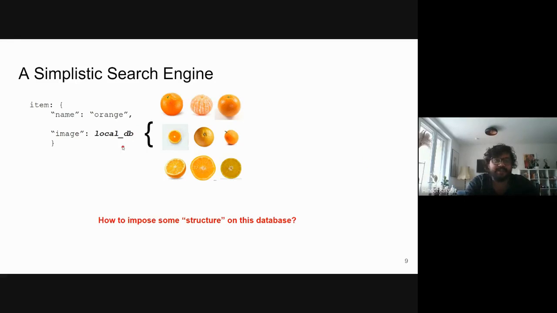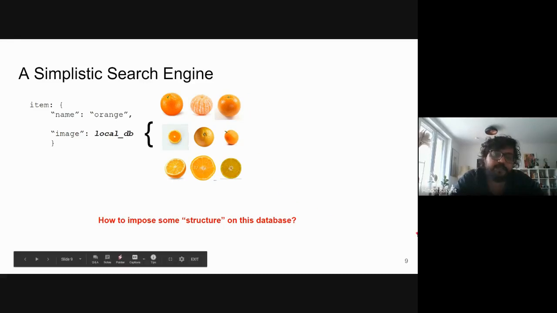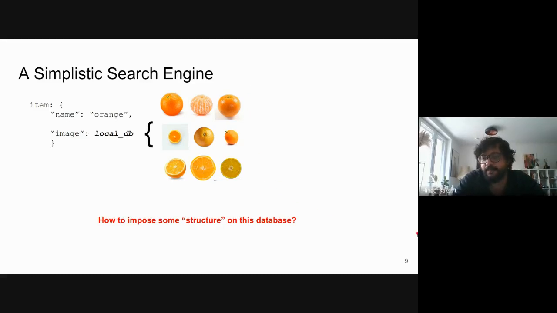We say that it's an item called orange, and instead of having a single image, let's say I have collected 9 different images of oranges that I randomly found in Google, and I populated the database. Now we're getting completely into a job interview zone, where I want to ask you, just looking at these images of oranges, how would you try to impose some structure on this database? I'm not going to give you any more information.